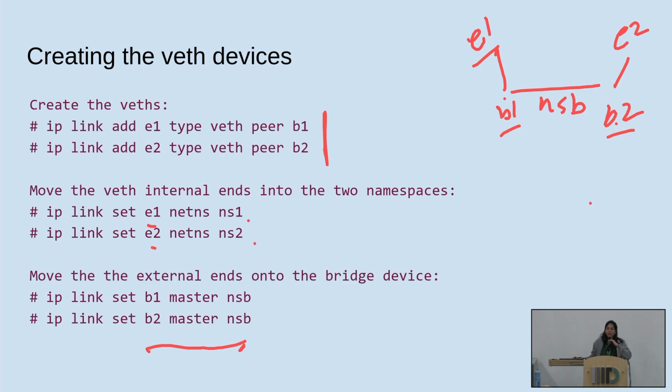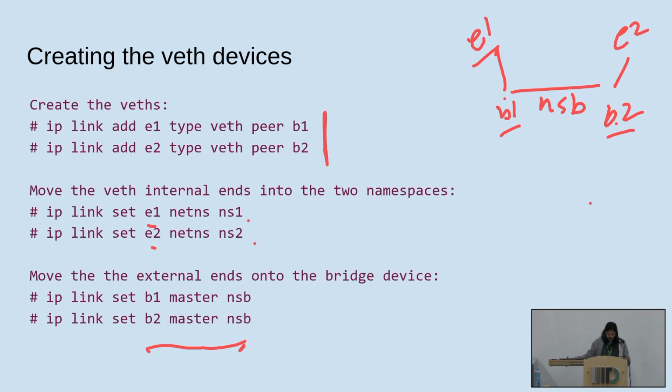Right? So are your veth pairs created? The endpoints of both of the veth pairs added, that is e1 added to NS1, e2 added to NS2, and b1 and b2 added to the bridge. Please raise your hands if you've done with these steps.